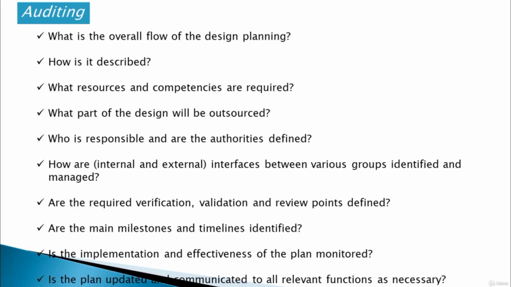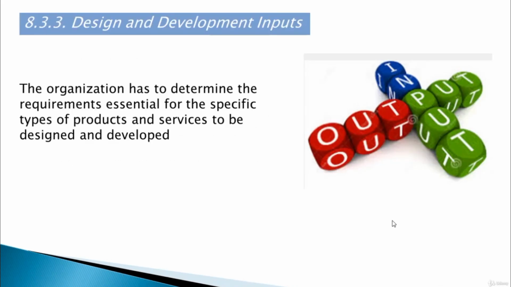So the organization needs to put a timeline when planning the design and development process. And is the implementation and effectiveness of the plan monitored, and is the plan updated and communicated within the organization to all relevant functions as necessary? The third subclause of the design and development process is the design and development inputs. So basically, the organization is required to determine the essential requirements, the essential needs, for the specific types of products and services to be designed and developed.